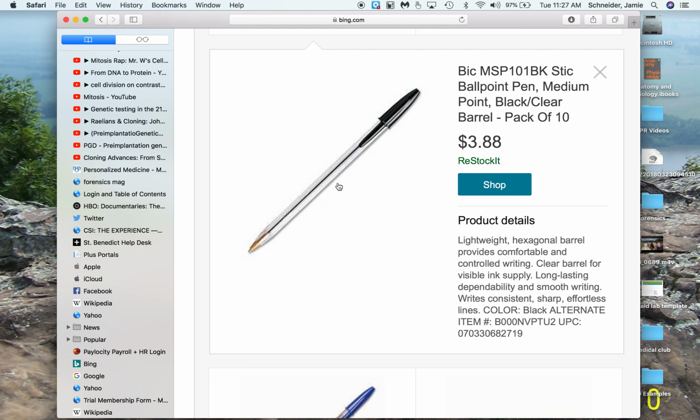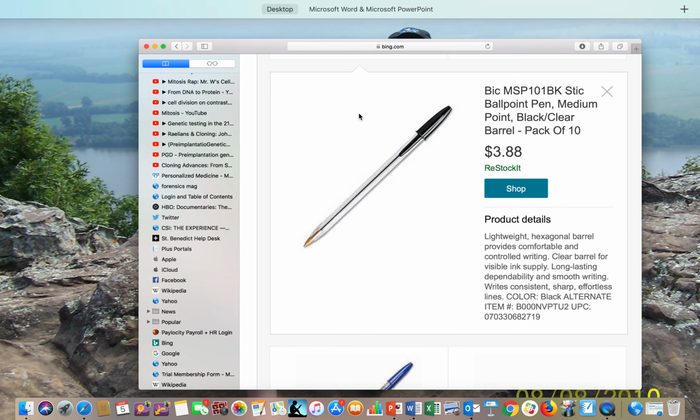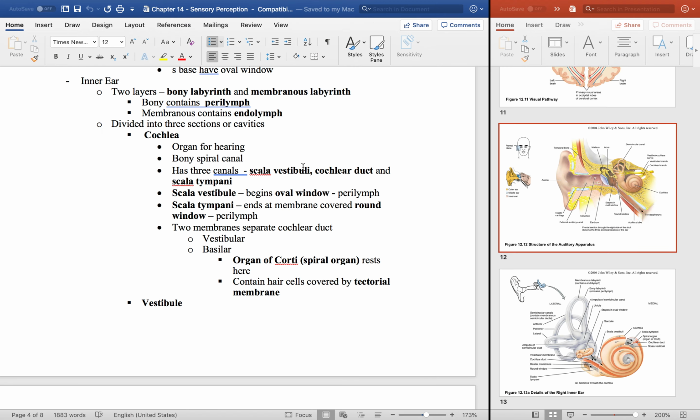It has a hard, bony outside, just like this clear cylinder. And then it has a softer, membranous inside, and it is filled with fluid. Both are actually filled with fluid, but one's hard and bony, and then the inside one is membranous. You got to remember it's a round structure. So that's my visual aid for that. So let's go back and talk about it.